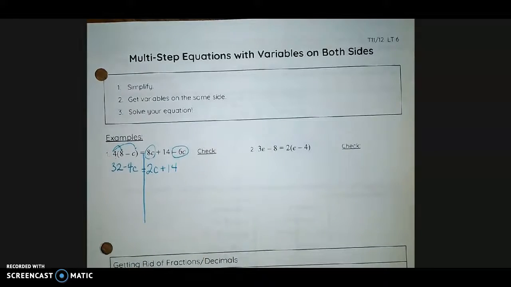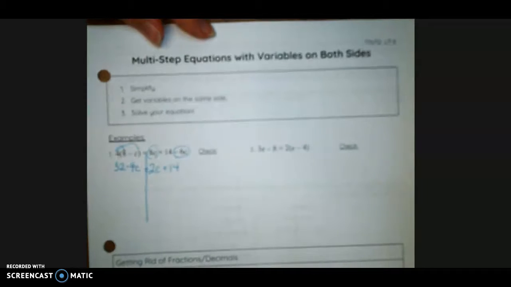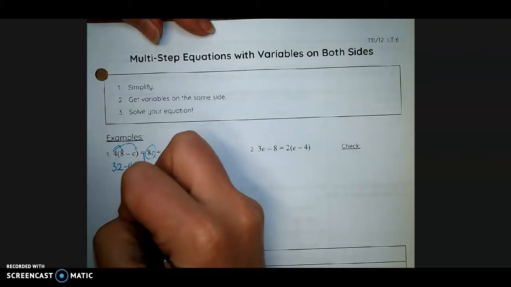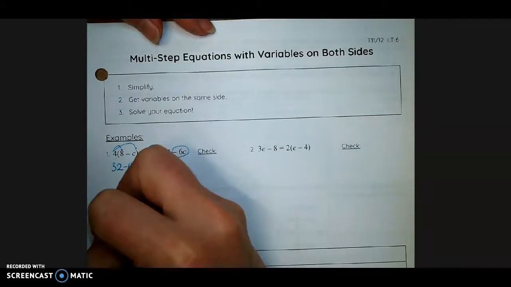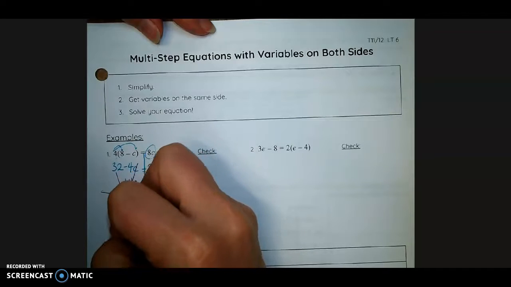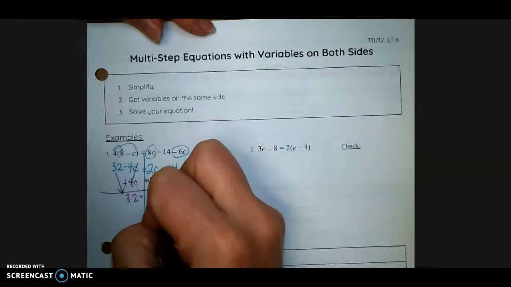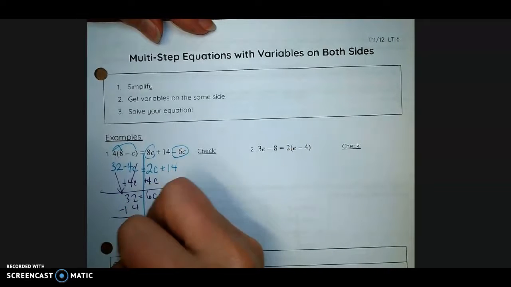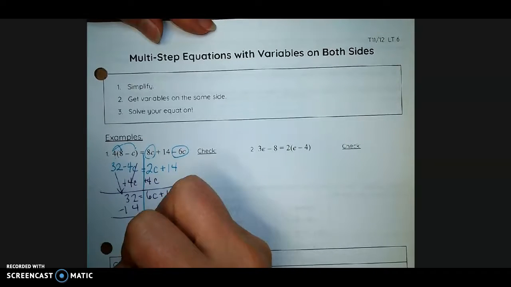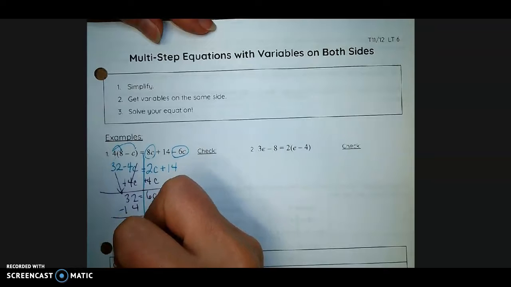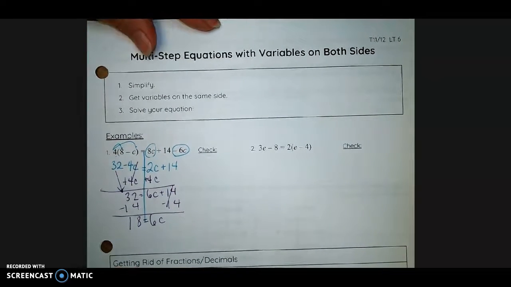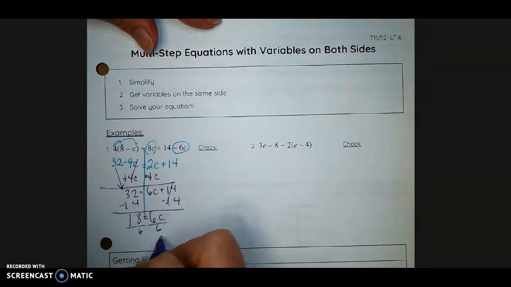Now, once again, I do not like having a negative coefficient. I just feel like it's so easy to get it lost. So I'm going to add 4c to both sides, which means I'll end up subtracting 14. I have 18 equal to 6c, so I divide by 6, and I get c equal to 3.